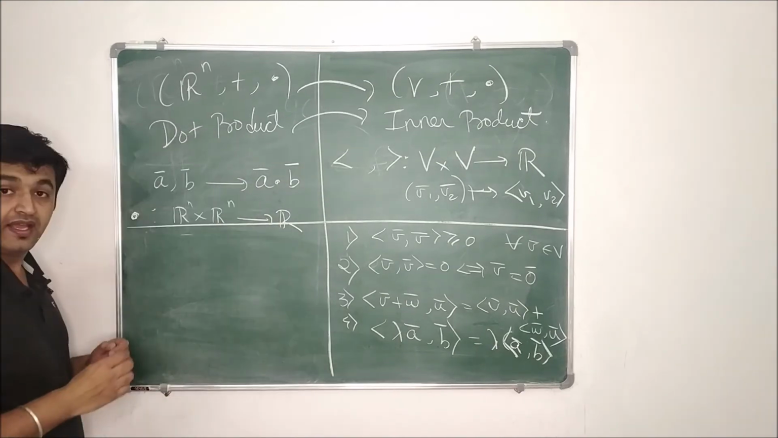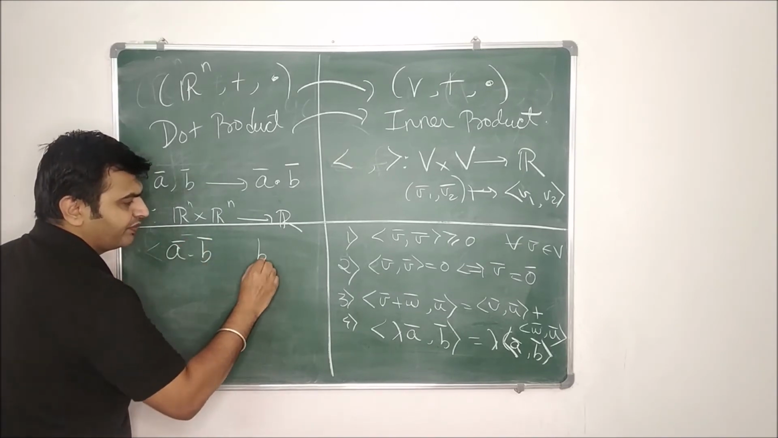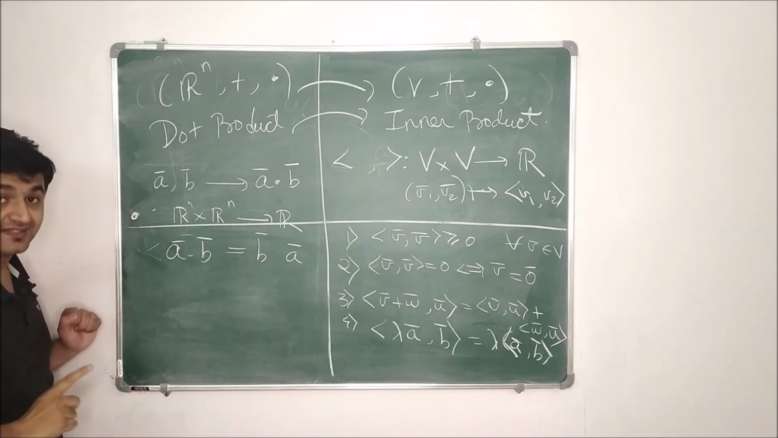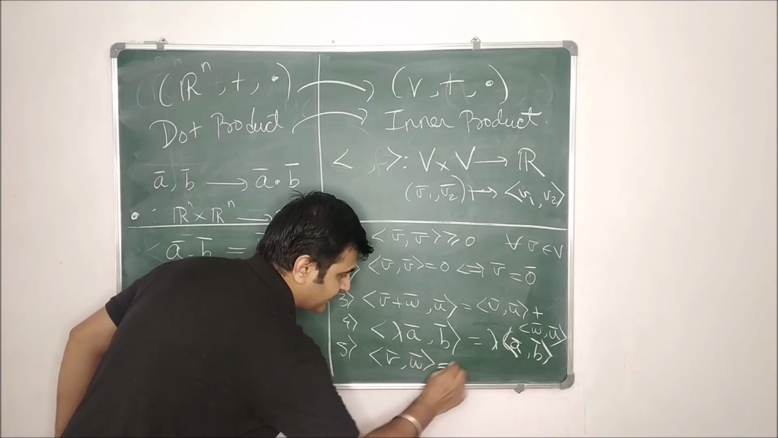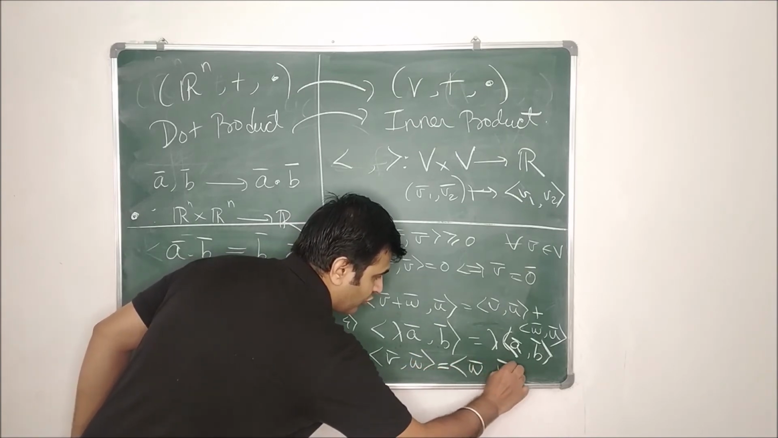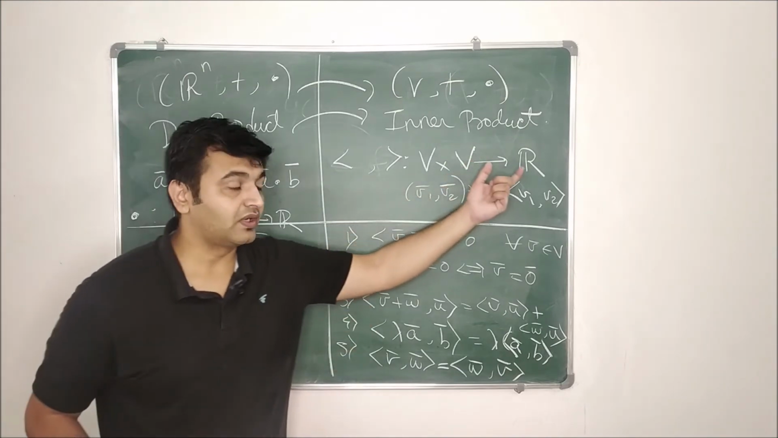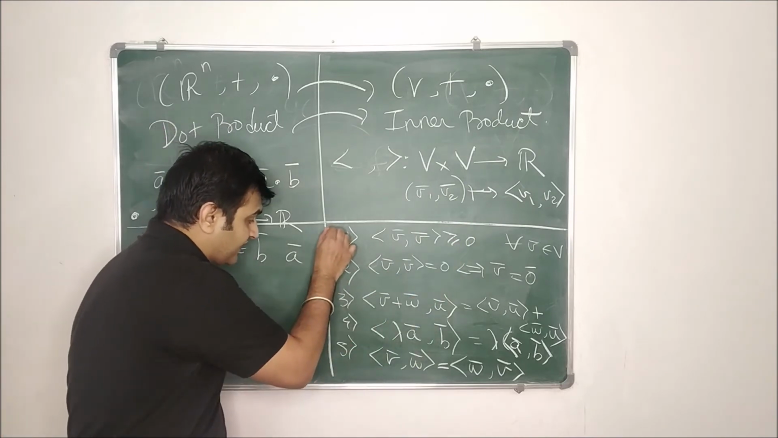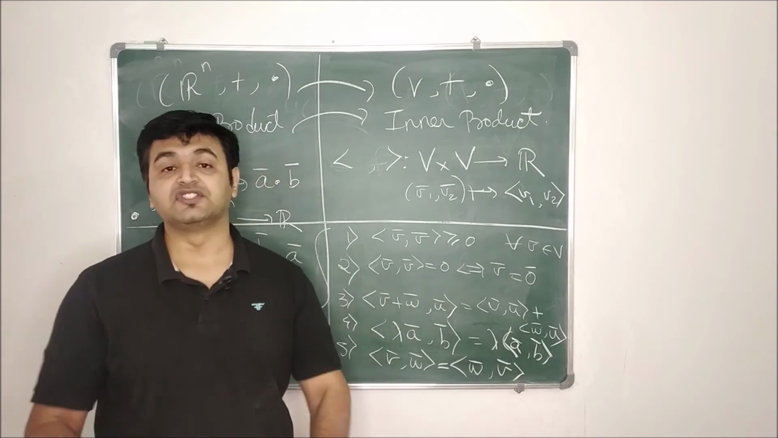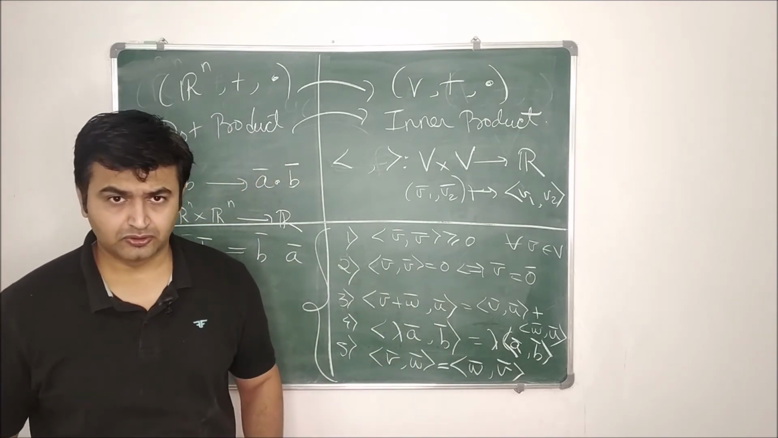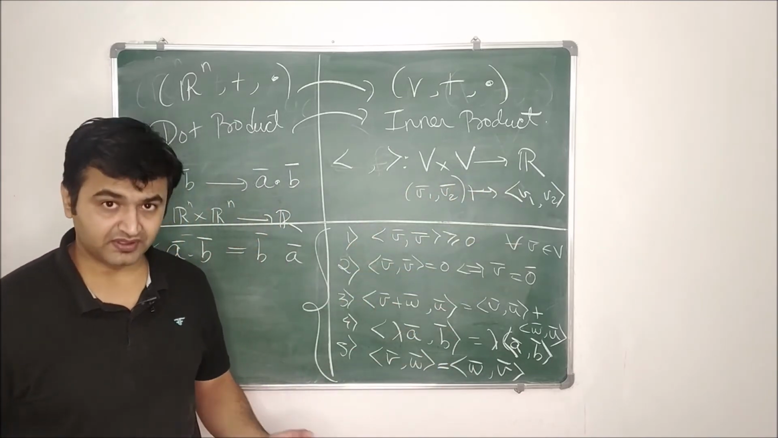And the last one, if you recall, if you do A dot B or you do B dot A, you always get the same answer. Therefore the fifth property is that the inner product of V bar comma W bar is equal to the inner product of W bar comma V bar. So if you have a function from V cross V to R that satisfies these 5 properties, then we call such a function an inner product function, or simply an inner product. So what is an inner product? It's a function from V cross V to R satisfying these 5 properties.